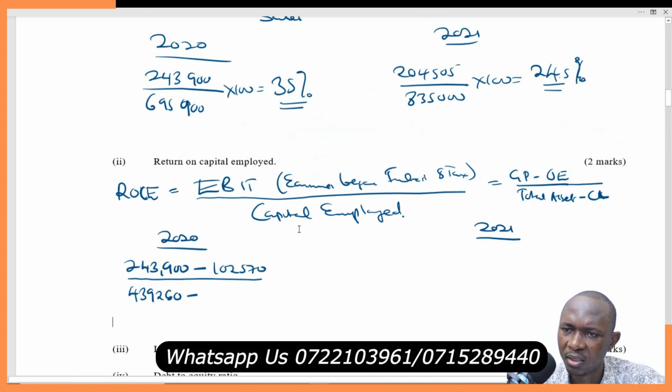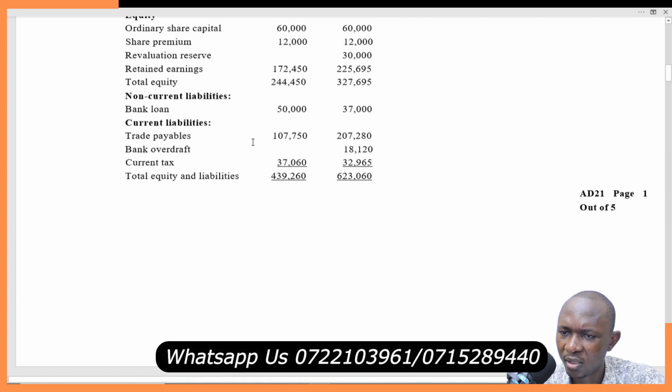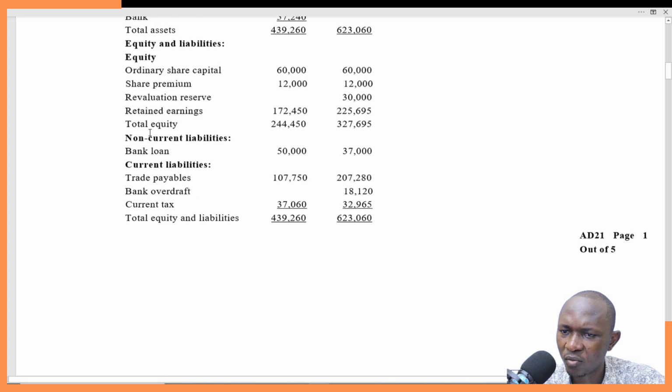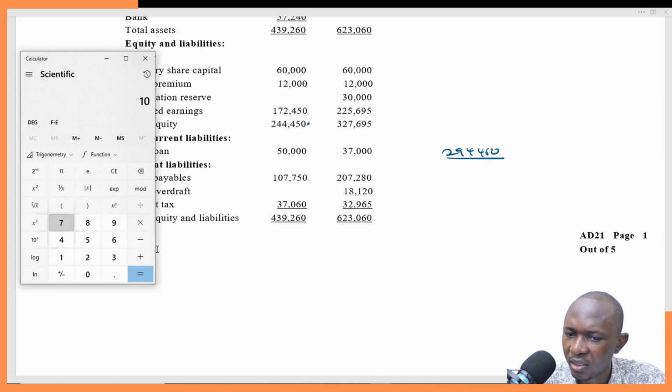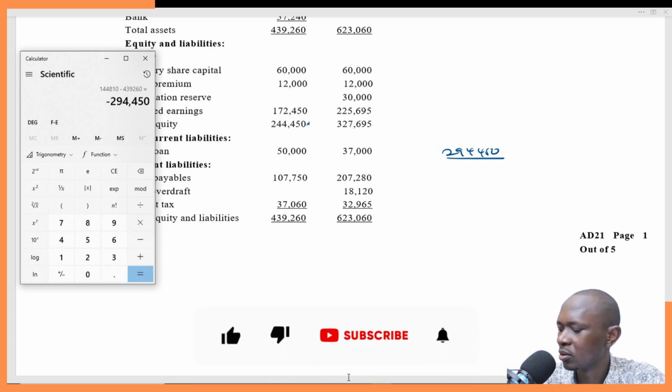439,260 minus, now this one we get the total here, or we just take equity plus bank loan. Total equity, this is the figure, plus 50, that is 294,450. That is our figure. Let's see if we can get the same on this other side. Let's make use of the calculator. 107,750 plus 37,060 gives us 144,810. Minus, well, this is 439,260 total assets. This gives us 294,450. Yes, it's the same figure. So we can go either way, 294,450.